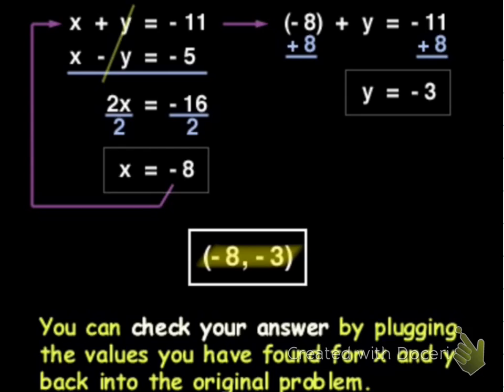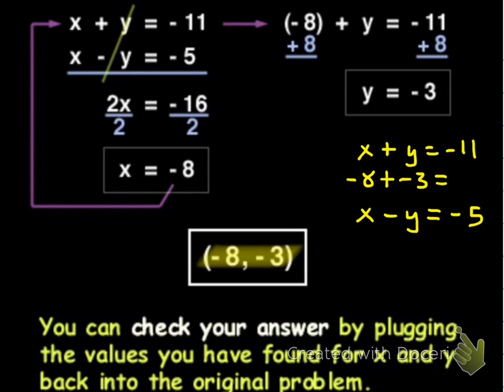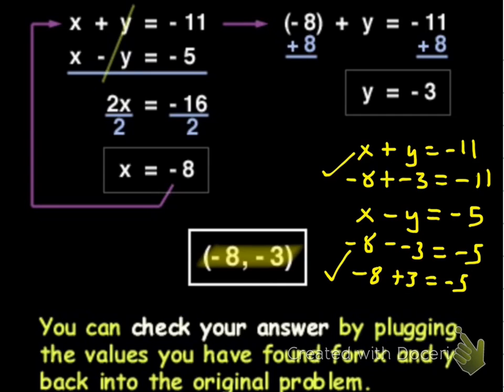You can check your answer by plugging the values in for x and y into the original problem. So, let's do that. x is negative 8, so negative 8 plus negative 3 equals negative 11. Check. Yep, that works. Now the same thing: negative 8 minus negative 3 equals negative 5, and this becomes a plus. So negative 8 plus 3 equals negative 5. Yep, check. So they're good.